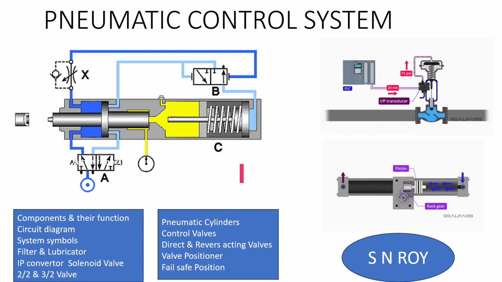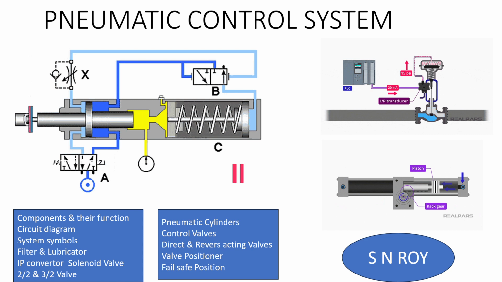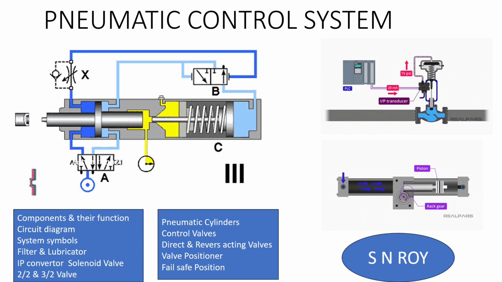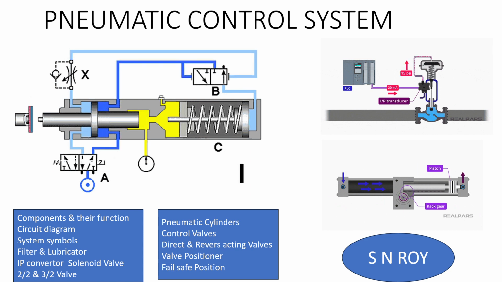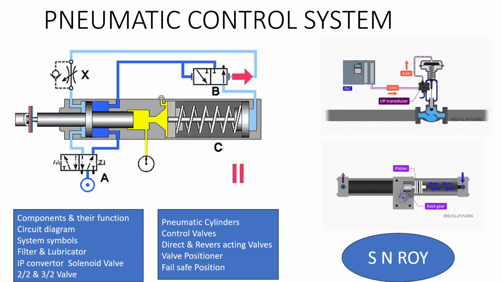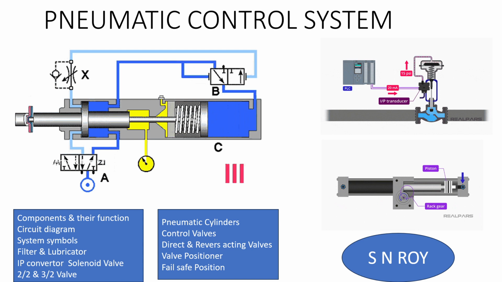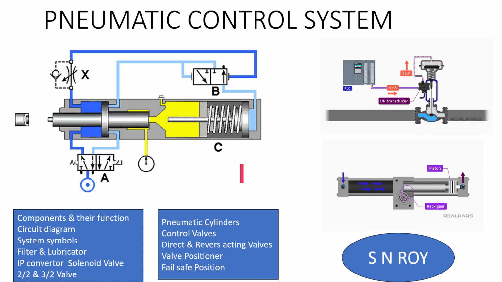In this presentation on pneumatic control systems, we shall be discussing the components and their function, circuit diagram, system symbols, filter and lubricator, I-to-P converter, solenoid valve, 2x2 and 3x2 valve, pneumatic cylinders, control valves, direct and reverse acting valves, valve positioner and fail-safe position of a valve.